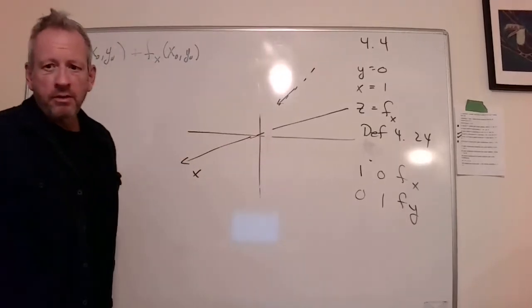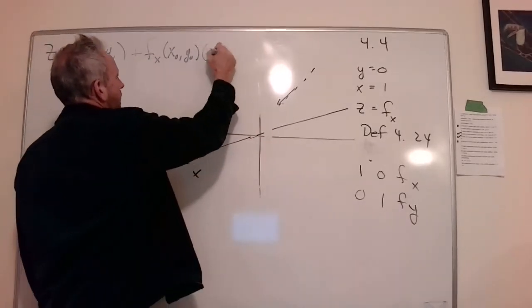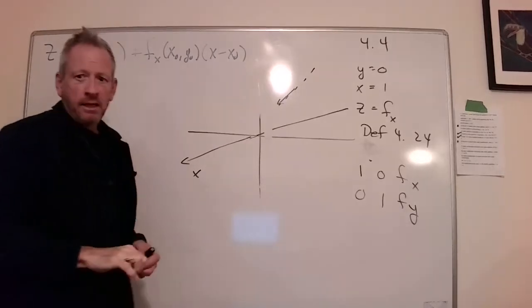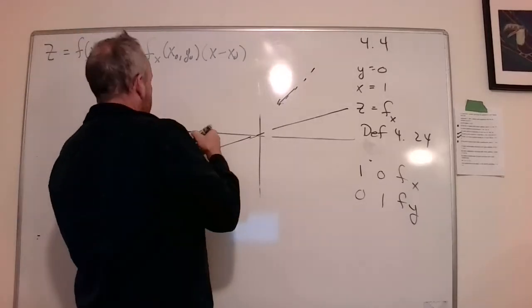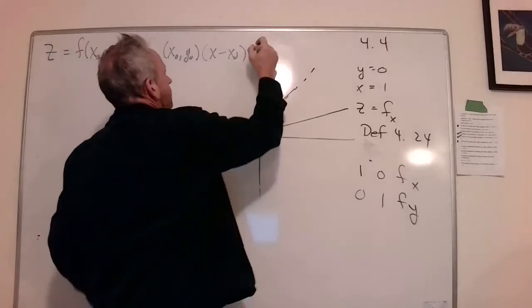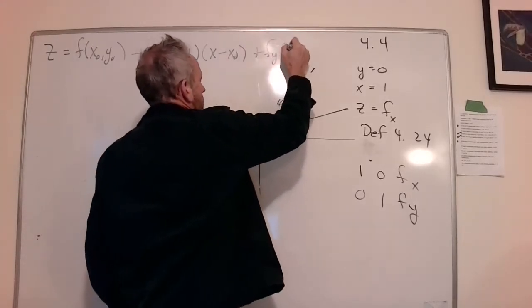I'll draw some new drawings there. Times x minus x sub naught. I mean, this is a fairly burly formula here. I guess I should continue in blue here. Plus the partial at that point.